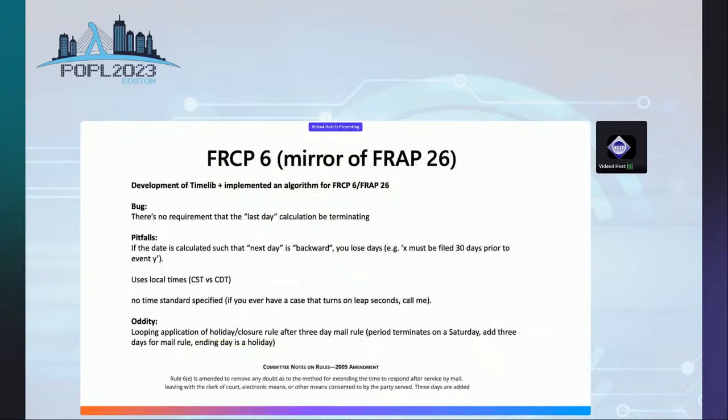So this was one of the first rules that we actually took a look at, Federal Rule of Civil Procedure 6, which talks about how deadlines and times to do things are calculated. Its language mirrors this rule of appellate procedure. So we kind of had to start from way back at first principles. We developed a date and time library in Lean that's available for general use. And from there, we implemented the algorithm that comprises this rule of civil procedure.